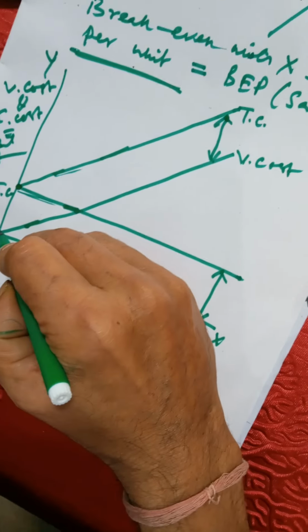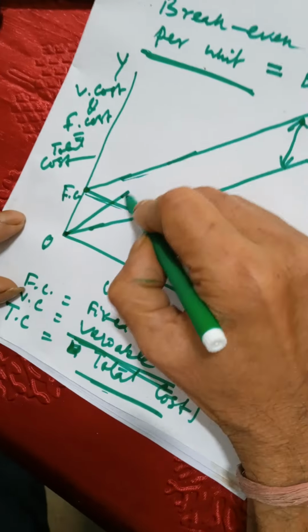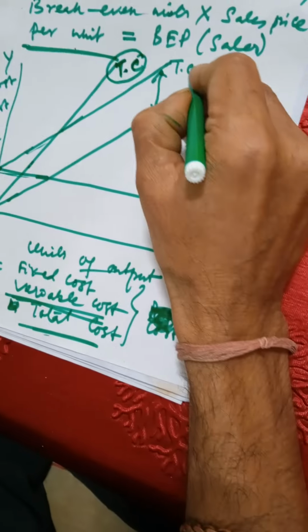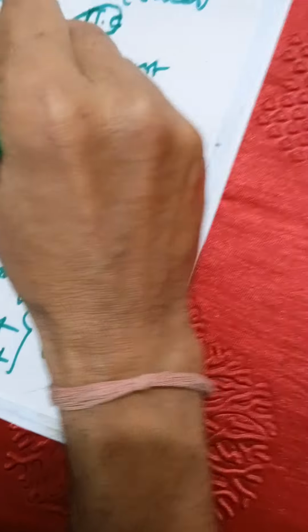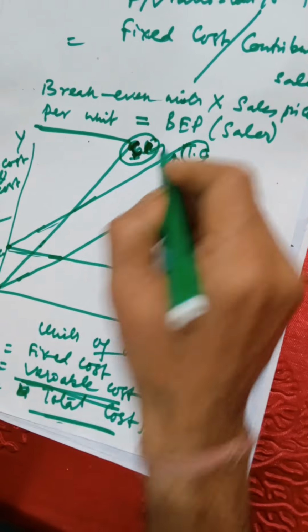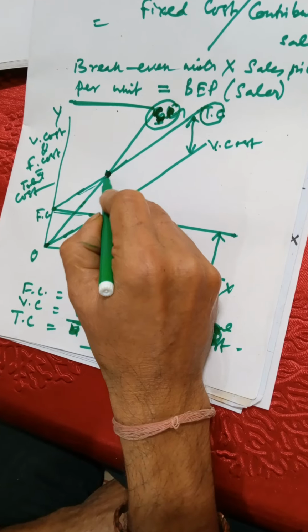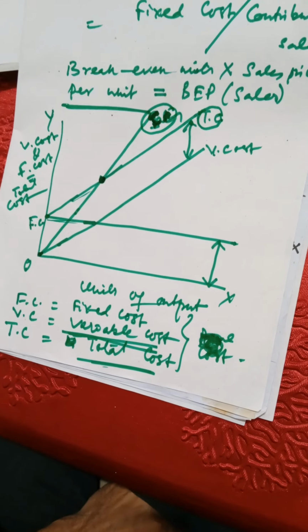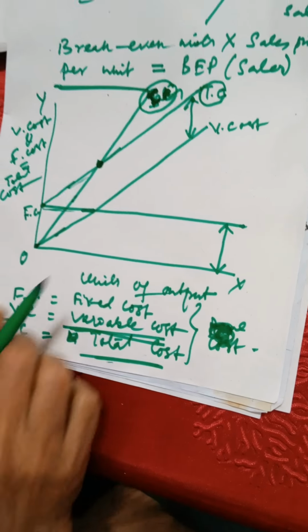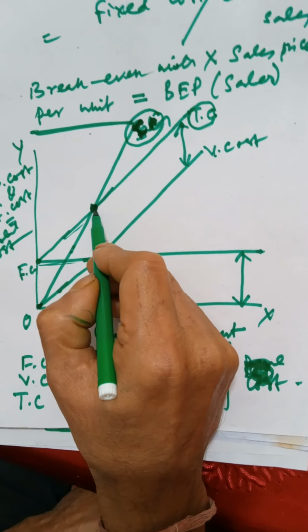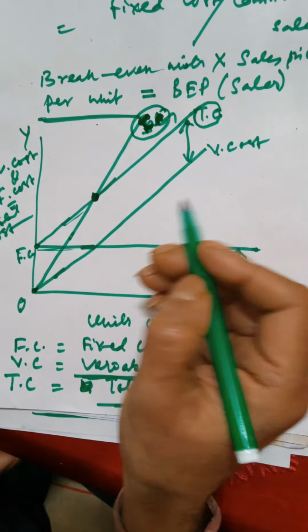So let us suppose the firm's total cost line is this. This is total cost. This is sales line. This is total cost. This is variable cost, and this is fixed cost. Now you can see the sales line has intersected the total cost line at this point. This is a point of intersection between sales line and total cost line. This is called the break-even point. At this point, the producer is neither earning any profit nor incurring any loss.